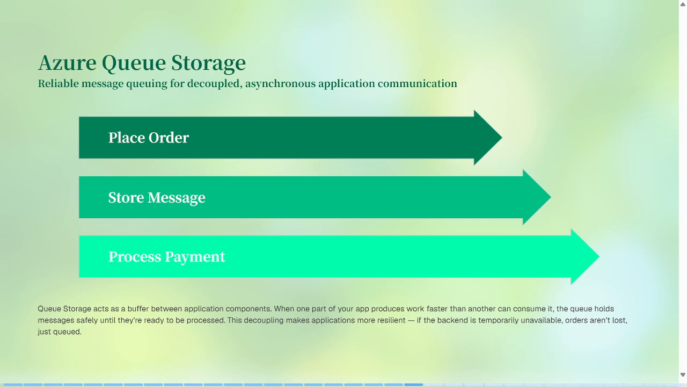Let's understand with a real world example. Imagine an online shopping website during a big sale event like Black Friday. Thousands of customers are placing orders every second. Now the system works like this. A customer places an order, which is immediately sent to Azure Queue Storage. The backend order processing system reads messages from the queue. It processes payments, updates inventory, and confirms the order.